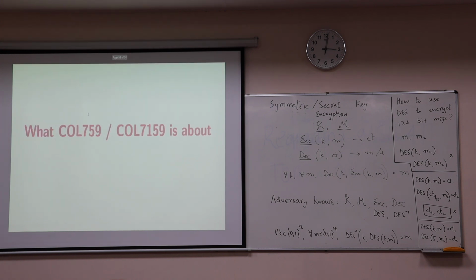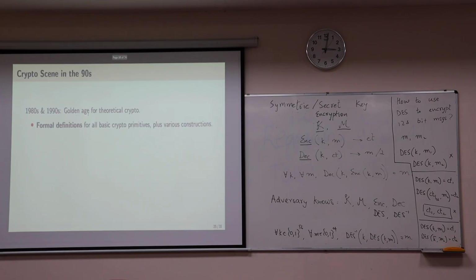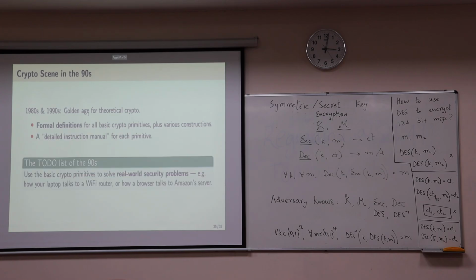All right. So now at this point, I can tell you finally what this course is going to be about. But before that, the 80s and 90s were a golden age for theoretical cryptography. We had formal definitions for all basic crypto primitives. We had various constructions and proofs of security. So in some sense, this gave us a detailed manual for each primitive. If you want public key encryption, this should be your definition, this is how you construct it, and this is going to be a proof of security.